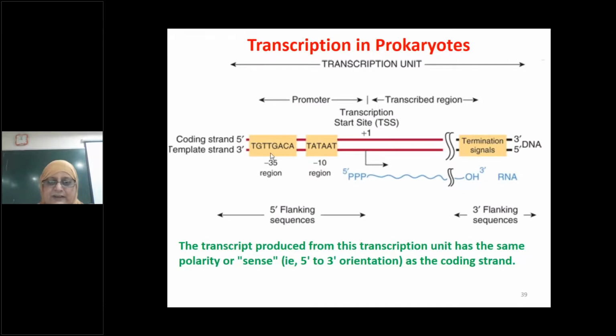So here you can see this is the coding strand, this is the template strand, and this is the TATA box that is having the sequence TATA. This is at -10 base pairs, and this is at -35 base pairs. This is 10 base pairs upstream of the transcription site, and this is 35 base pairs upstream of the transcription site. These are the promoter sites to which the sigma factor will bind.